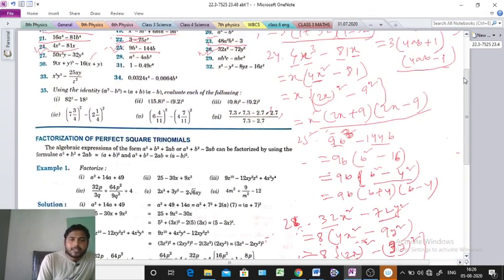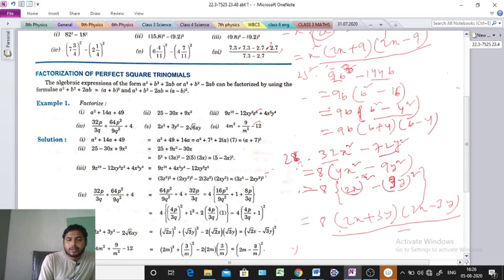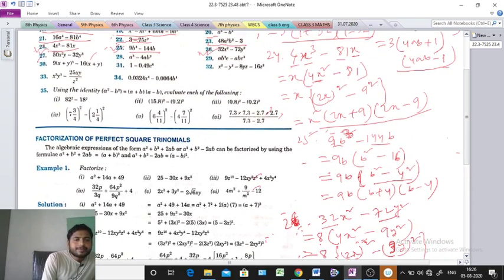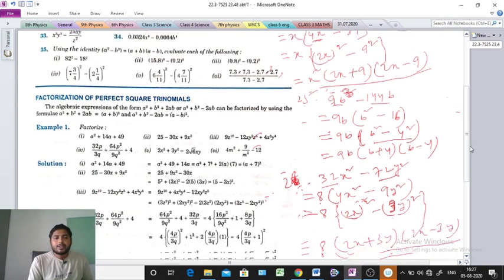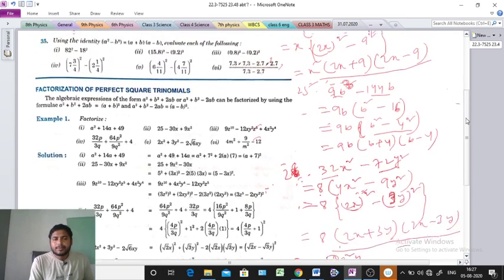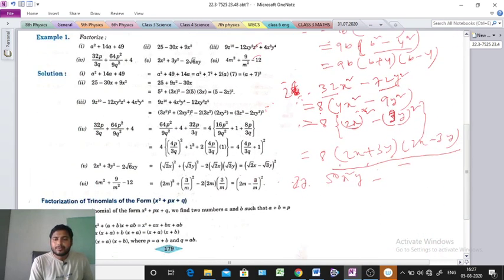Clear, everyone? This is number 26, finished. Next question is 27: 50x square y minus 32y cube. Okay, write the question: 50x square y minus 32y cube.